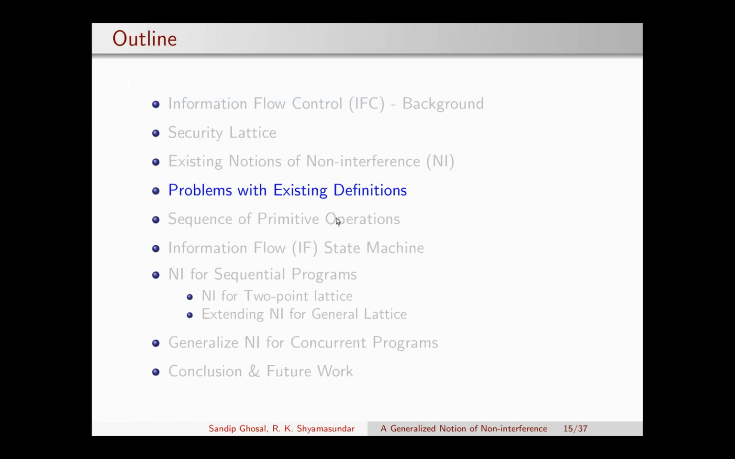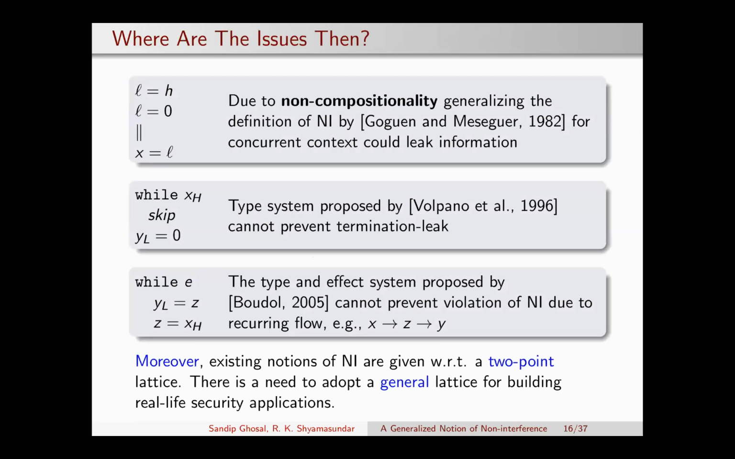So where are the problems then? Consider the concurrent program shown in the slide, where one program is running the statement L equals H followed by L equals 0. Another program, X equals L, executes concurrently. Now, although the program is non-interfering as the final value of L does not depend on H, concurrent execution could leak information in H to X.